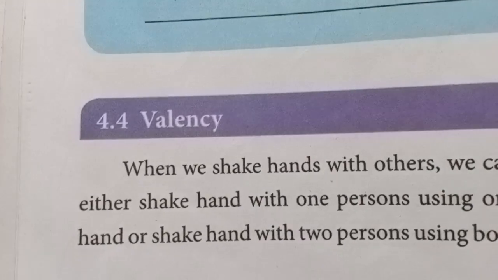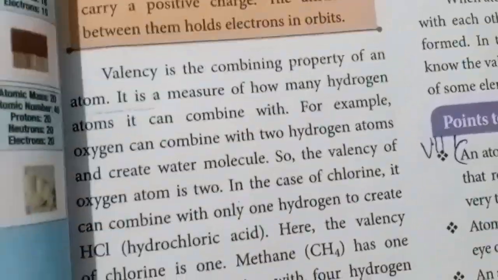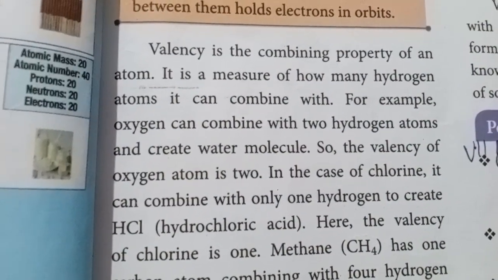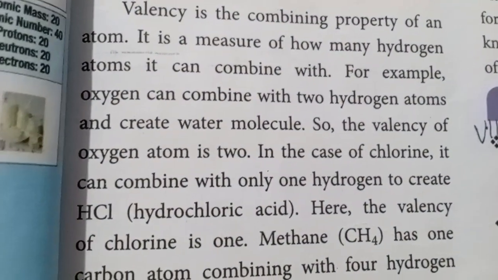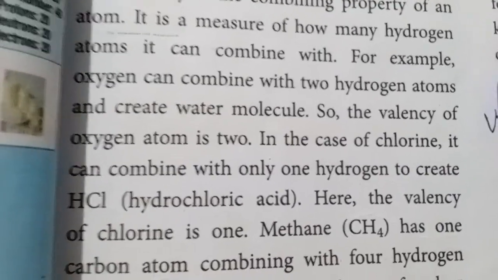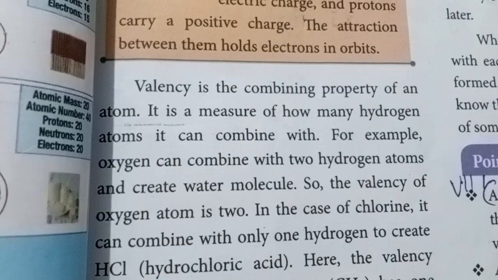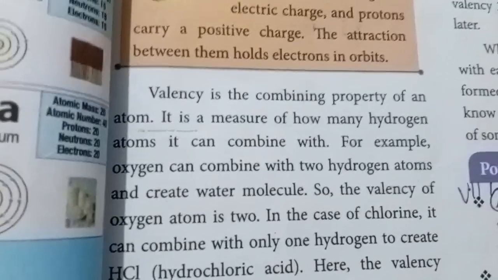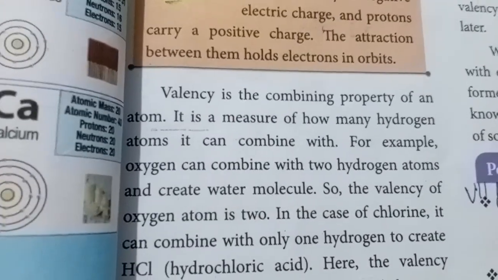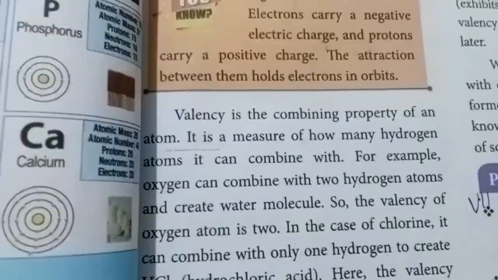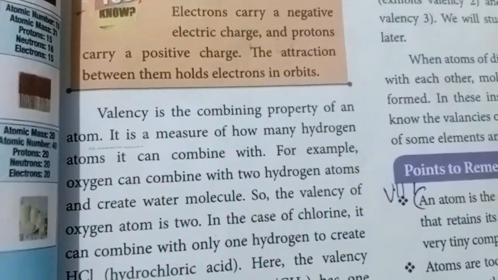And what is valency? Valency is the combining property of any atom. It is a measure of how many hydrogen atoms it can combine with. For example, oxygen can combine with 2 hydrogen atoms and create a water molecule. So valency is nothing but the reactive property of an atom with another atom. That depends upon the electrons present in the outermost shell of any given atom. That is known as valency. Okay.